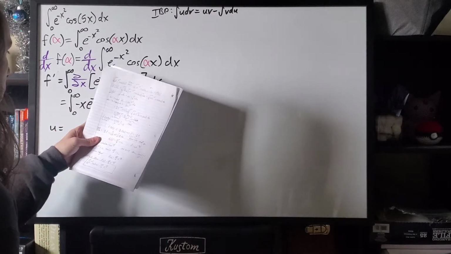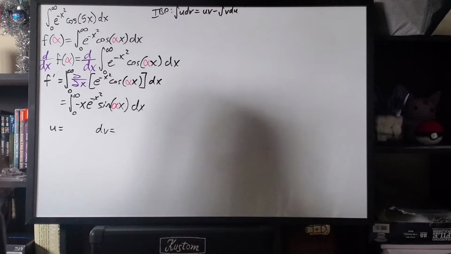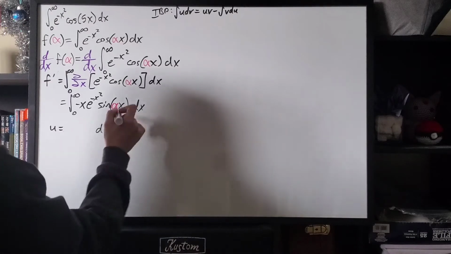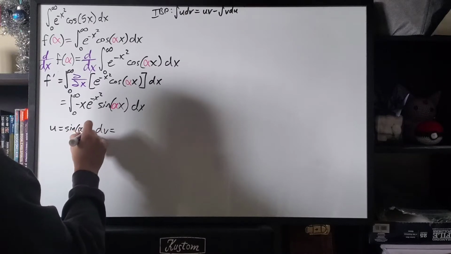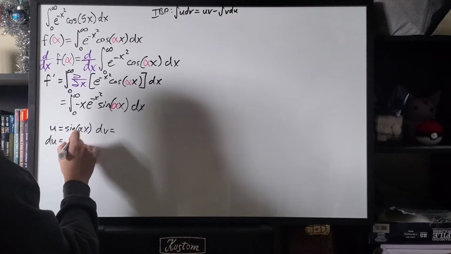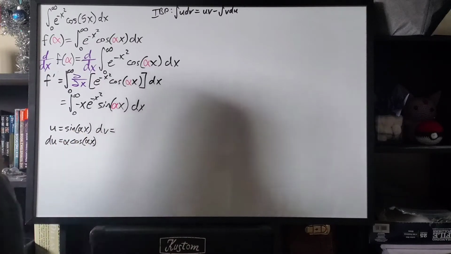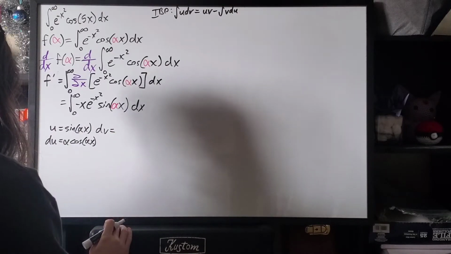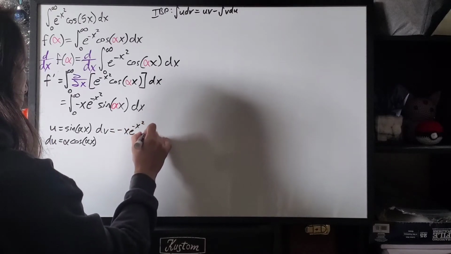We're looking to see which of these functions is easier to differentiate and which is easier to integrate. You'll see that sine of alpha x is easily differentiable. When we differentiate that to get du, we get cosine of alpha x, and the chain rule gives us alpha up front, since it's still with respect to x. Then on the right side, dv, we get what's left over: negative x e to the negative x squared dx.